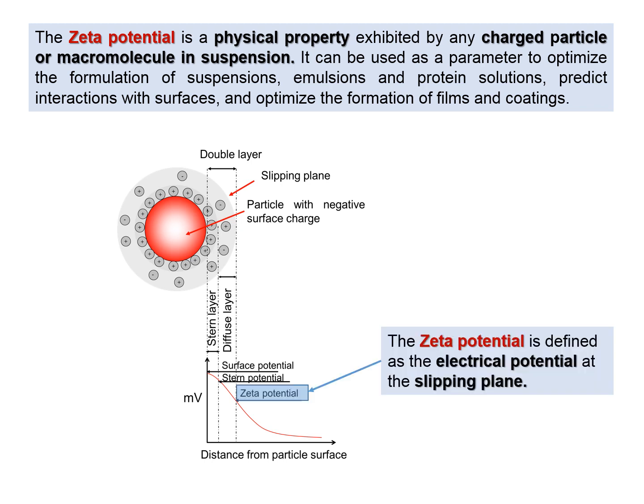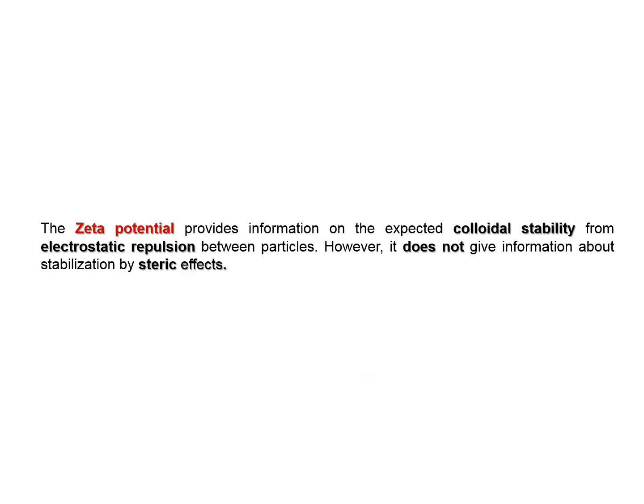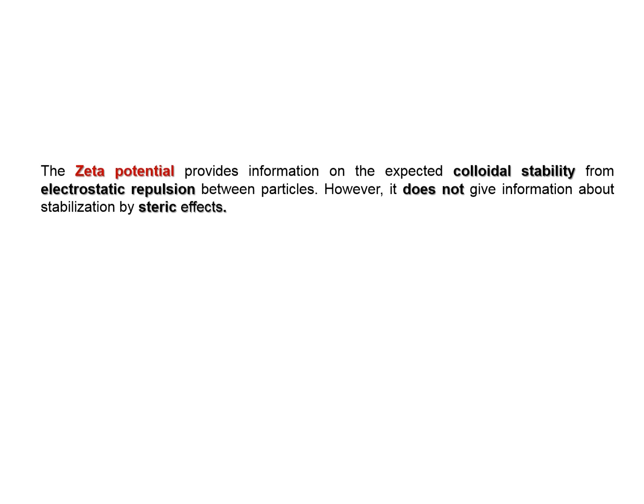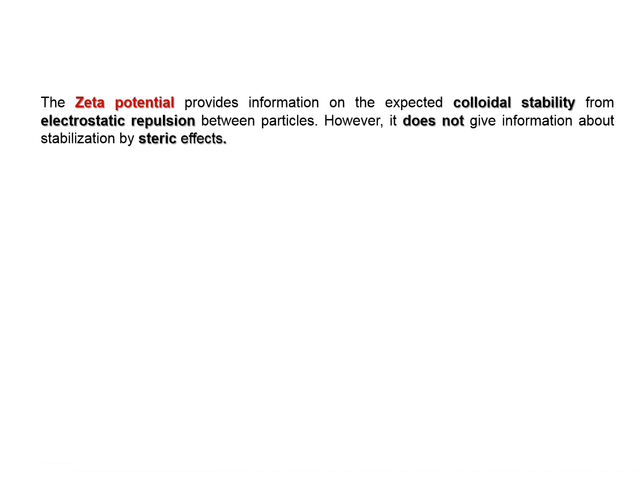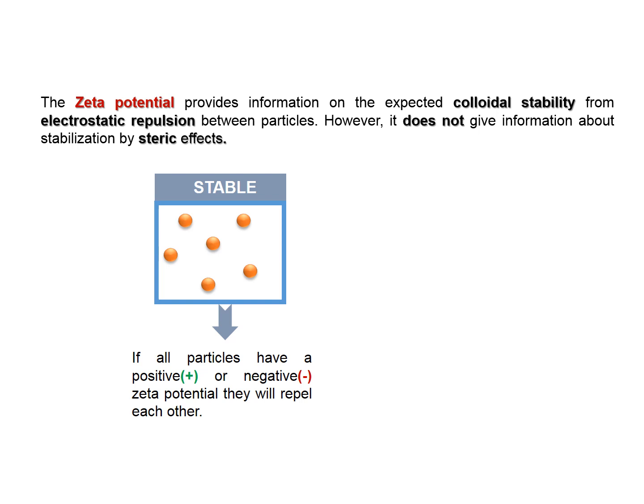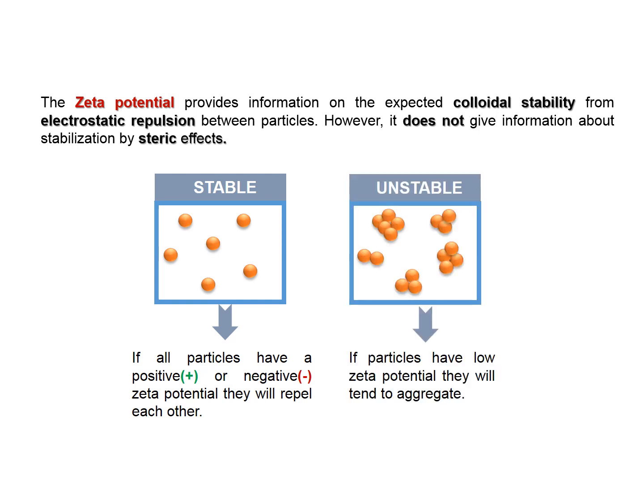The zeta potential is defined as the electrical potential at the slipping plane. The zeta potential provides information on the expected colloidal stability from electrostatic repulsion between particles. However, it does not give information about stabilization by steric effects. If all particles have a positive or negative zeta potential, they will repel each other. If otherwise particles have low zeta potential, they will tend to aggregate.